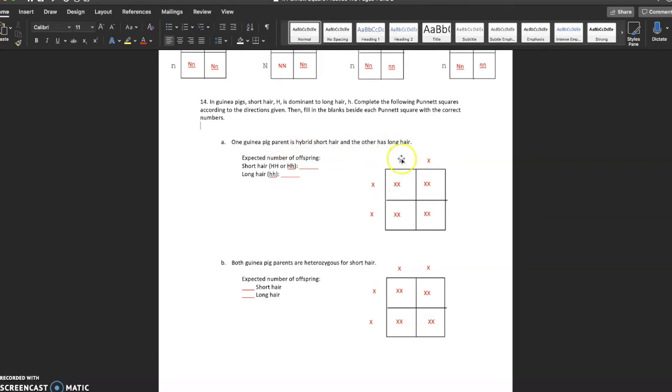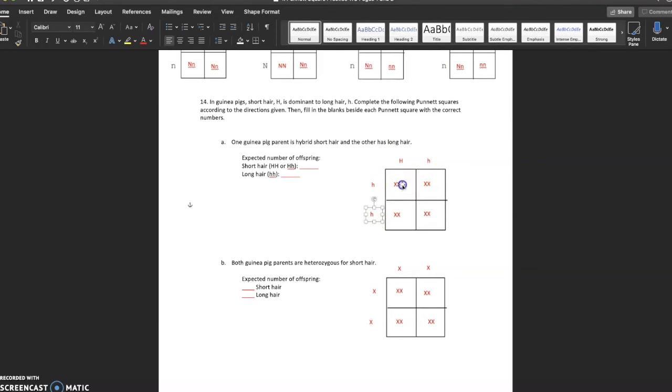Doesn't matter which parent goes on the top or the side, either one can go either place, but we have to have a hybrid short hair parent. So hybrid meaning it has two different alleles. So this top one, I'm going to make the hybrid short hair. So if it's hybrid, we have to have two different, so one dominant and one recessive. And then the other parent has long hair. In order for that long hair to show, we're going to have two copies of the recessive allele. So this parent is going to be lowercase h and lowercase h. So that's our two parents.